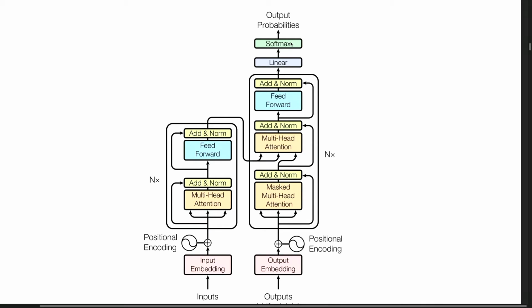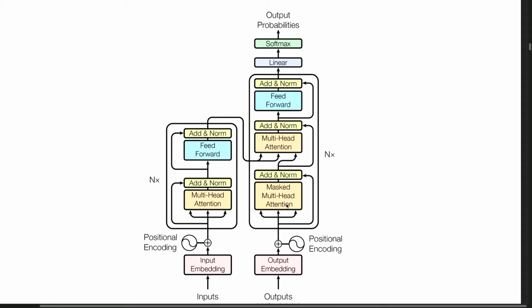So the softmax here, we already mentioned it. This is the linear layer, you know, the linear layer. And here, this one is called masked multi-head attention. And this one I struggle a bit to explain.